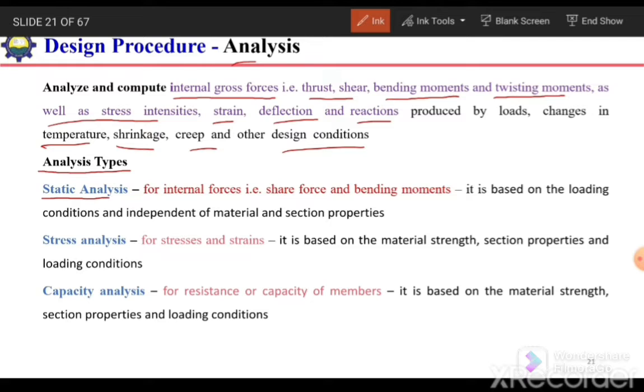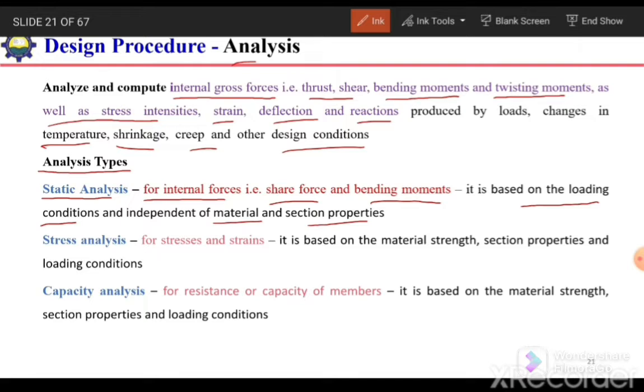In the case of static analysis, we determine the internal forces like shear force and bending moments. To perform the static analysis, we need loading conditions and the boundary conditions. We need the loads as well as the boundary conditions. We don't need any material or section properties.